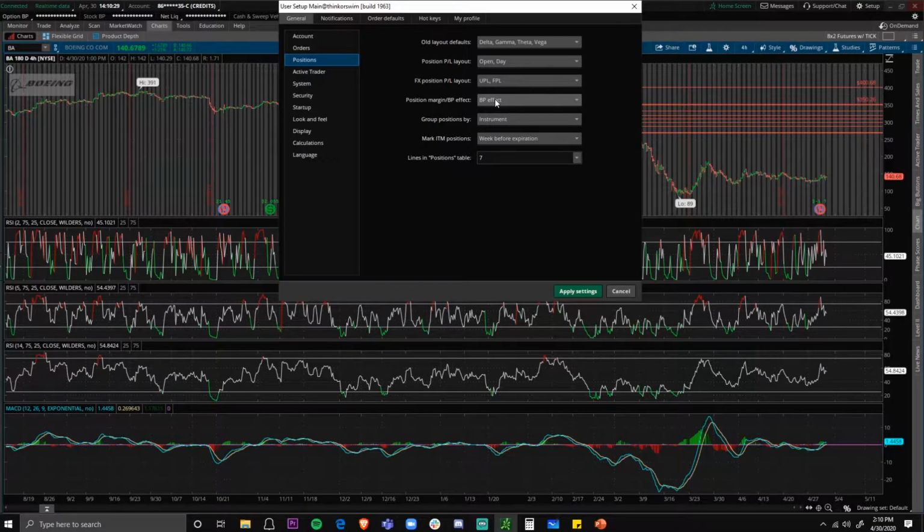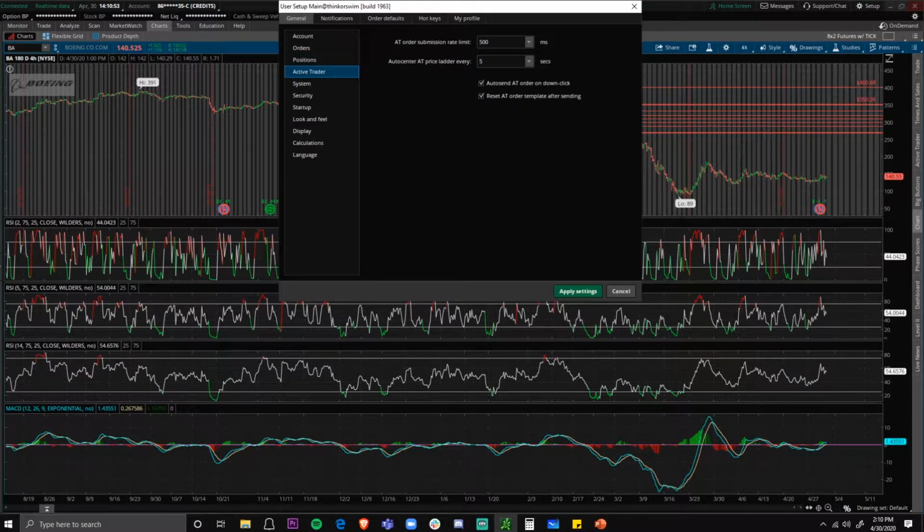Position margin, buying power effect. You do want to see your buying power effect because that is the amount of buying power that you have left or remaining. And then group positions by instrument, mark in the money positions week before expiration. I do want to see which positions are in the money, whether they're losing in the money or going to win in the money. And then lines and positions table 7.